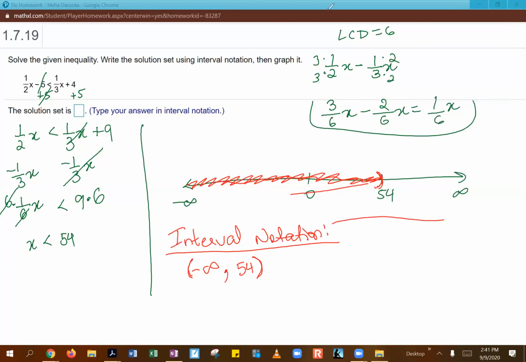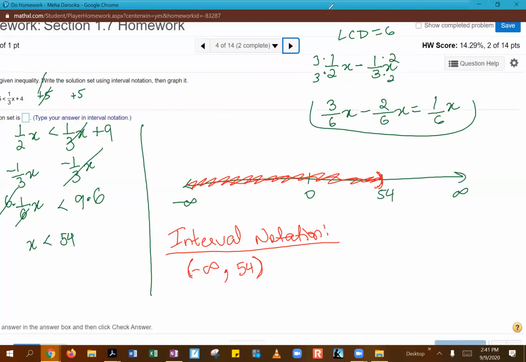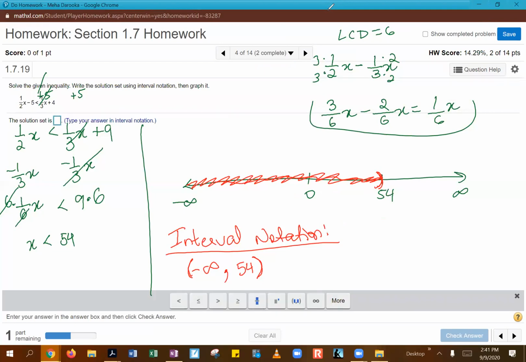All right, guys, so let's go ahead and type our answer in here. So again, we are doing parentheses, negative infinity, and then comma 54, close parentheses, and we are good to go.